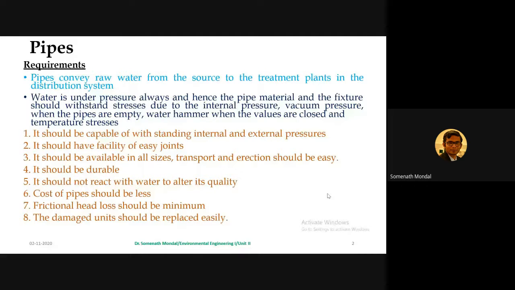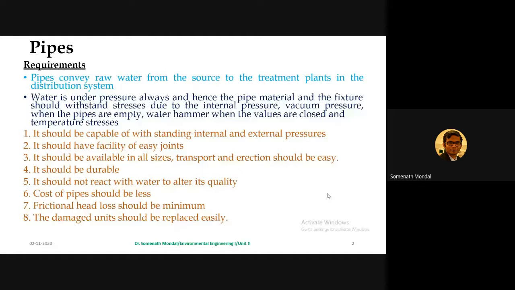Before going into the design aspects, let me talk about the requirements of a pipe material. Any material should not be used to produce pipes. There are certain characteristics which need to be considered to call a particular material very much suitable as pipe material. It should be capable of withstanding internal and external stresses. That's the most important part, which I mentioned earlier as well.